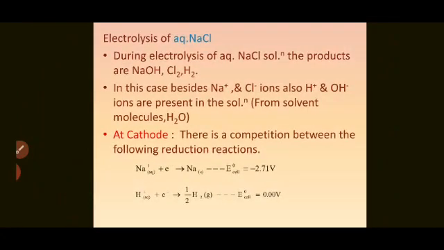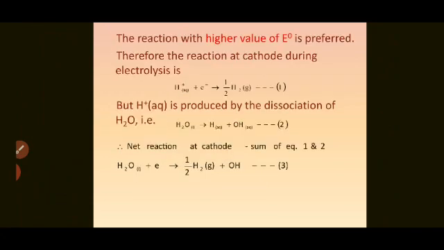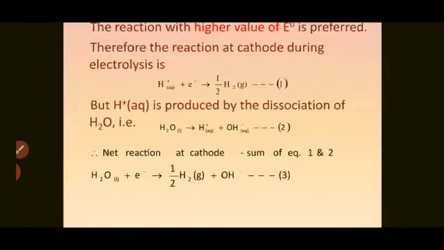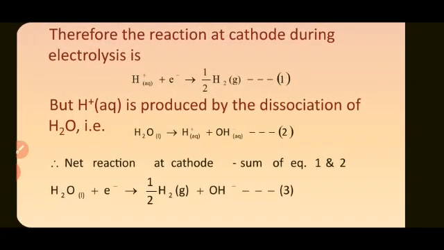One is minus 2.71 volt and one is plus, that is 0. So which one is bigger in this case, or which one is the larger value? 0.0 volt is the larger value. So what happens? The reaction with the higher value of E naught is preferred at the cathode. Therefore, the reaction at the cathode during electrolysis is which one? H plus accepts e and forms half hydrogen gas, and hence at the cathode hydrogen gas is liberated.